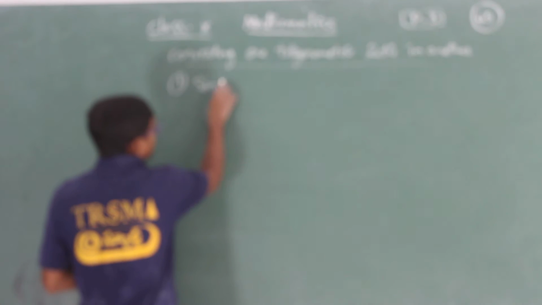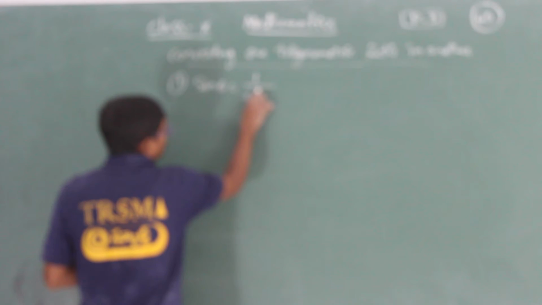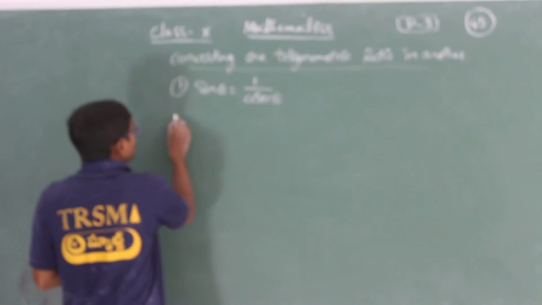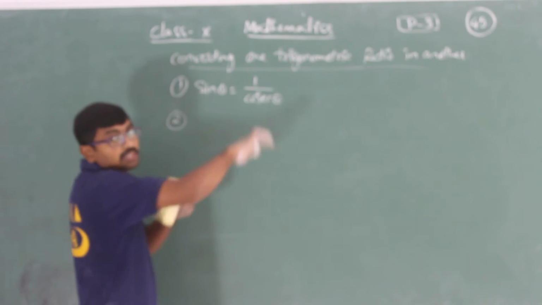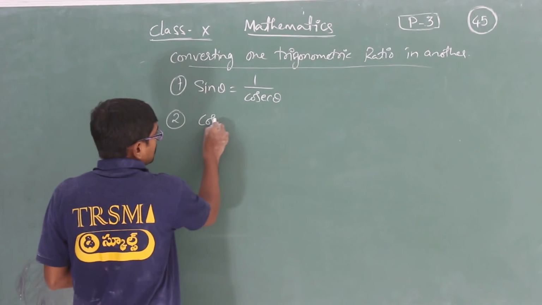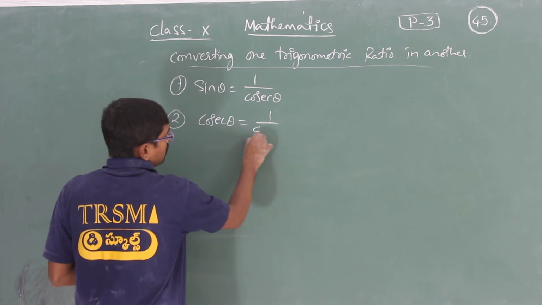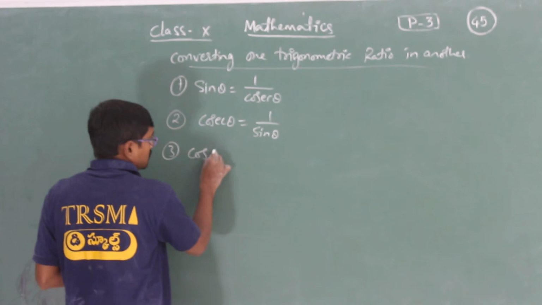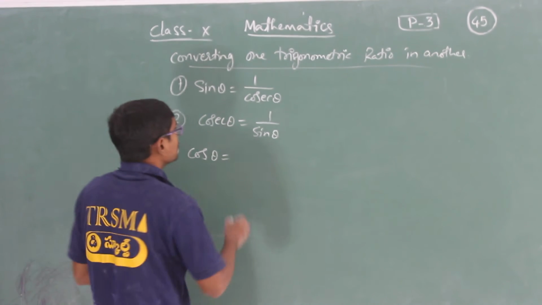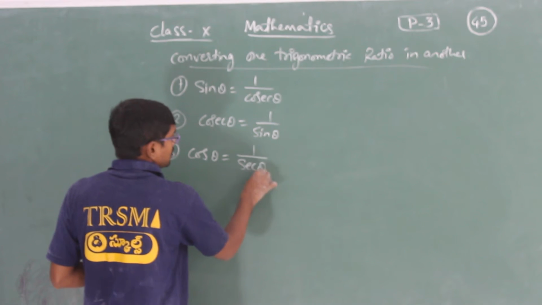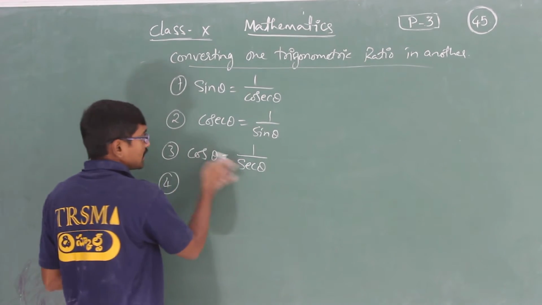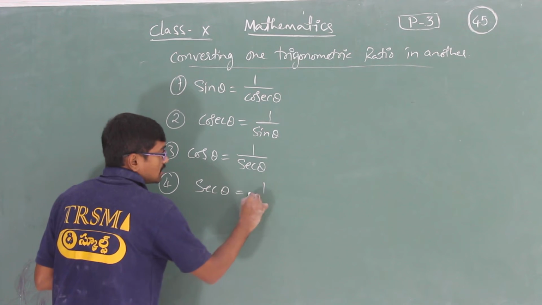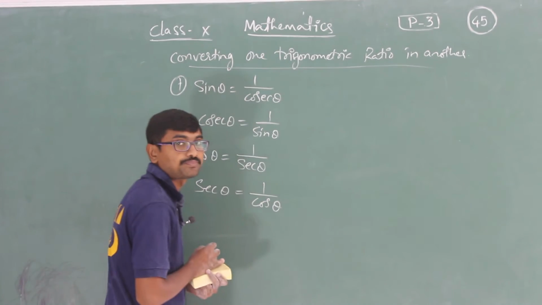First one we have discussed, sin theta can be written as 1 by cosecant theta. Why? It is the reciprocal of sine, am I right? So similarly this cosecant can be written as reciprocal of sine. So cosecant theta is equal to 1 by sine theta. Next, coming to third one, cos is the reciprocal of secant, so it can be written as 1 by secant theta. So this secant again can be written in terms of cos as reciprocal, so secant theta can be written as 1 by cos theta.